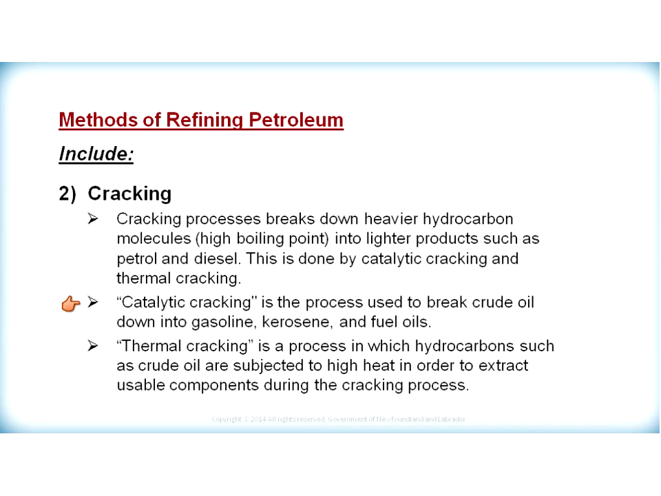Catalytic cracking is a process used to break crude oil down into gasoline, kerosene, and fuel oils. And thermal cracking is a process in which hydrocarbons such as crude oil are subjected to high heat in order to extract usable components during the cracking process.